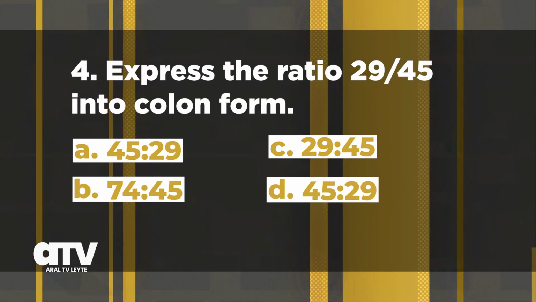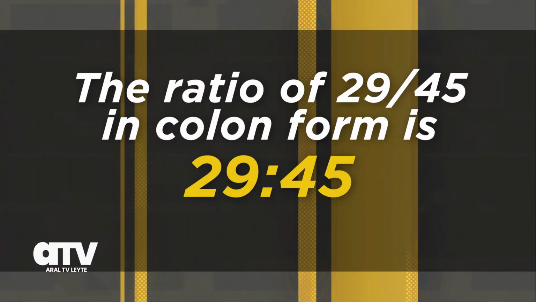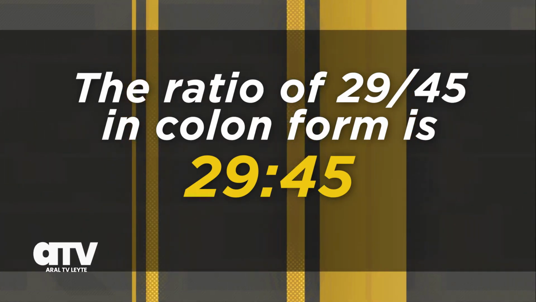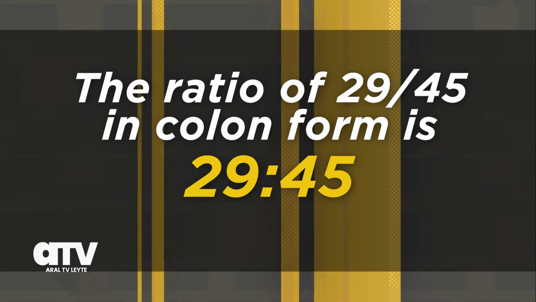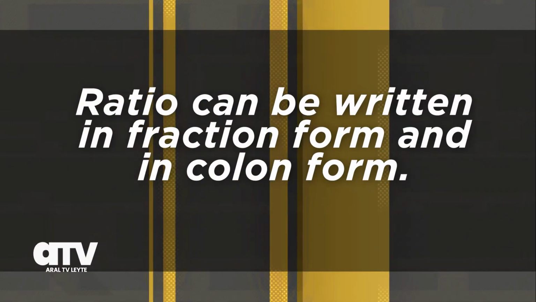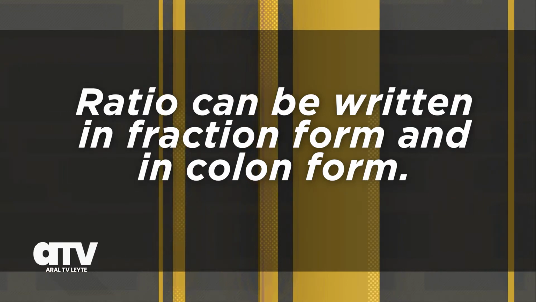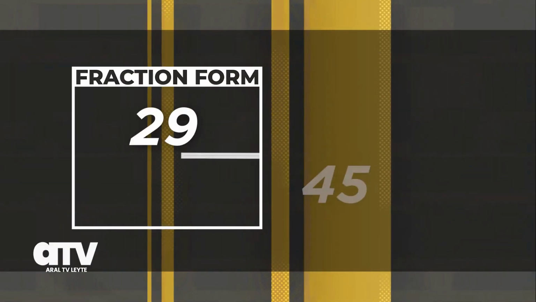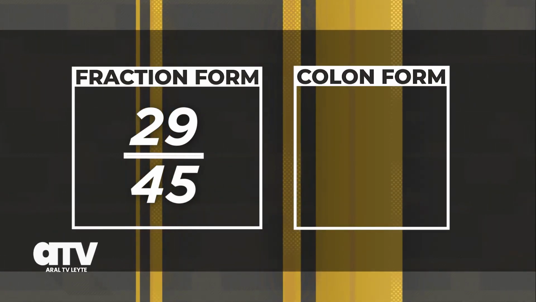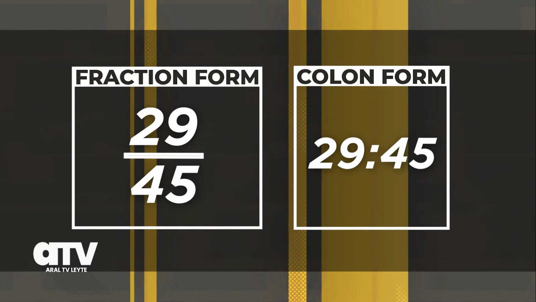C. Correct! The ratio of 29 over 45 in column form is 29 is to 45. It is because ratio can be written in fraction form and in column form. Fraction form 29 over 45. Column form 29 is to 45.